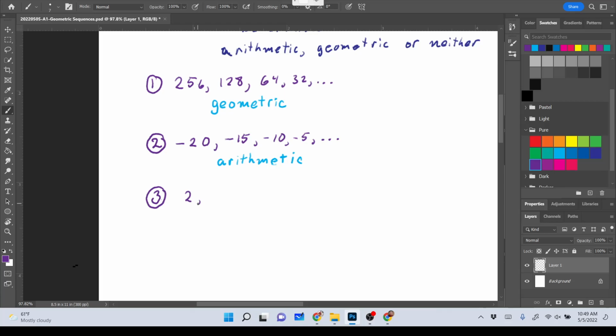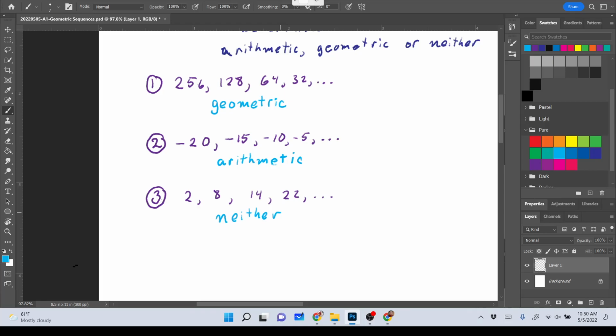2, 8, 14, 22. Does it go up by 6? Arithmetic? No, it doesn't go up by 6. This one right here is neither. That was the only one left.